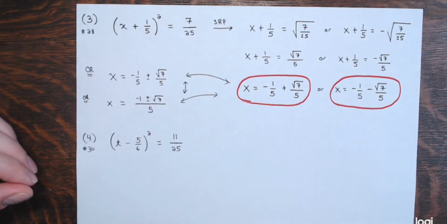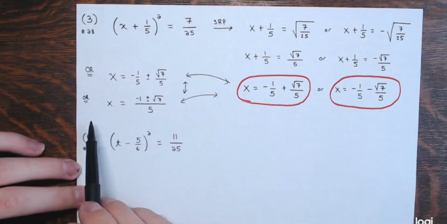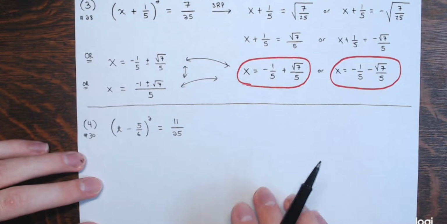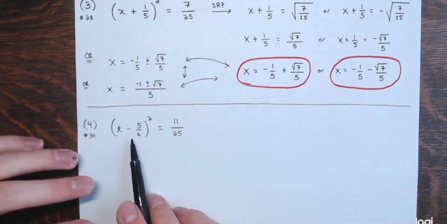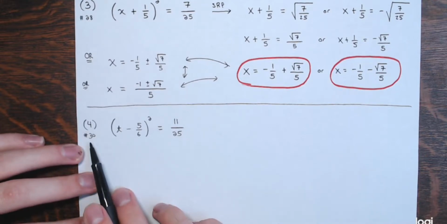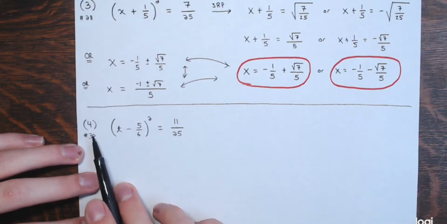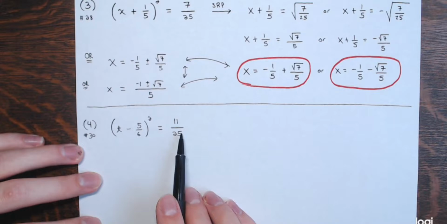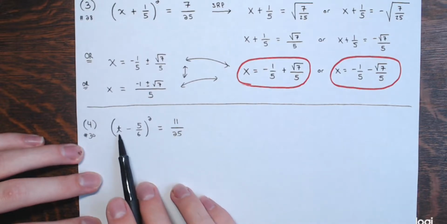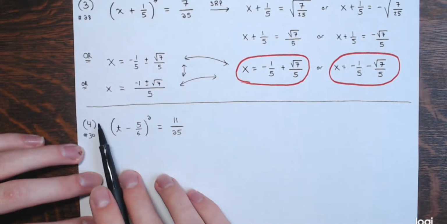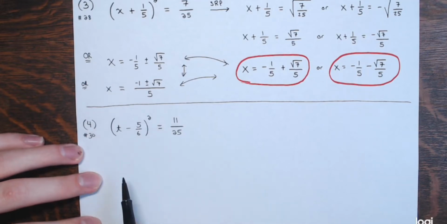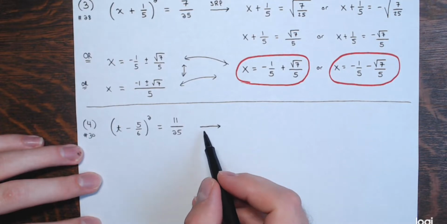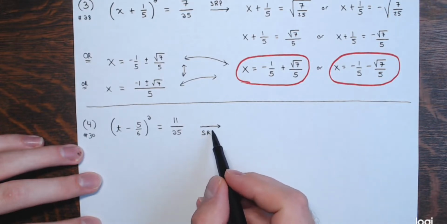Okay. Next question. So it's the same setup. It's number 30 from the text, example 4. I've got a square on its own side, a number on the other side. The variable is inside the square, and there's no variable outside that square. So I can immediately jump to using the square root property.